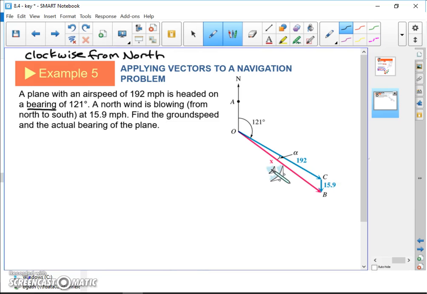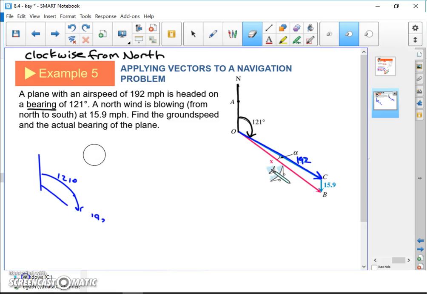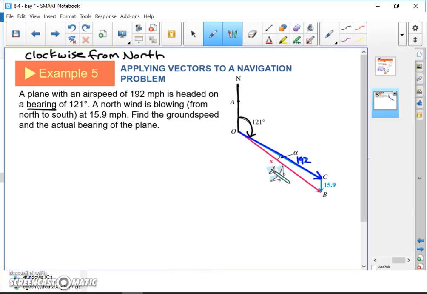And so they've drawn the picture for you. They started with the north-south line, and they drew a bearing of 121 degrees, and showed this plane's vector of 192 miles per hour. So you can kind of imagine drawing this yourself if you had to. North-south line, bearing of 121 degrees, and you draw this arrow, this vector of 192 miles per hour. It's going to look something like that. Let's just use their picture because they can draw better than I can.